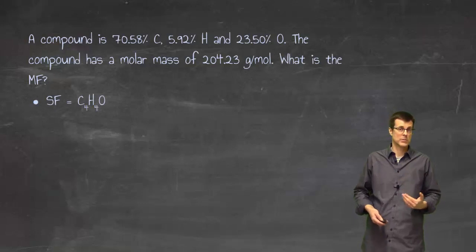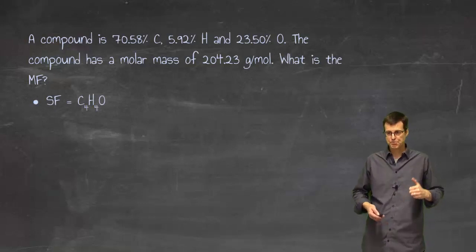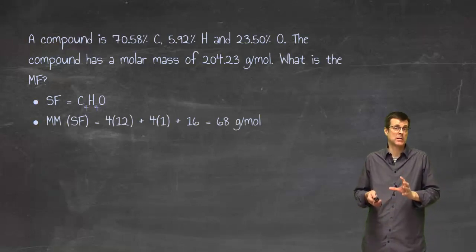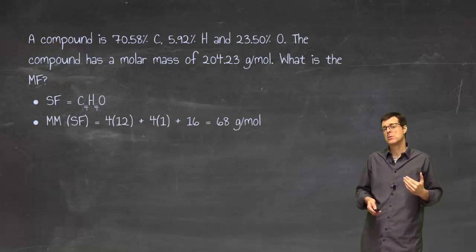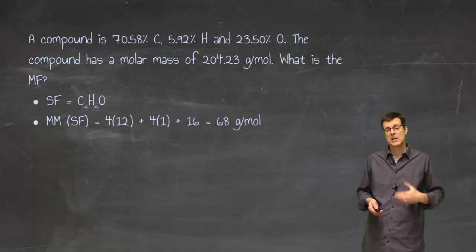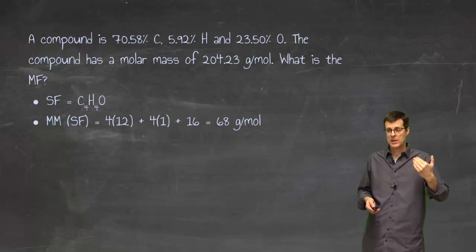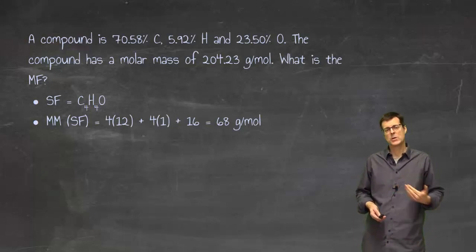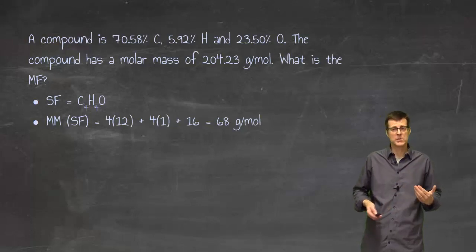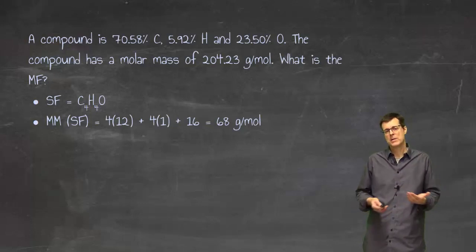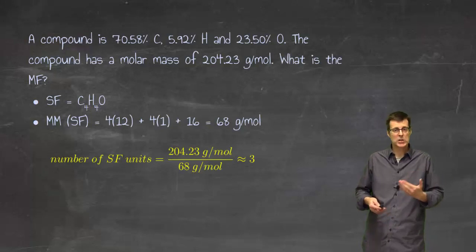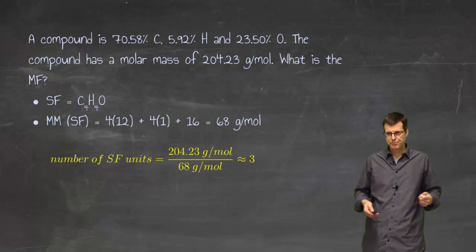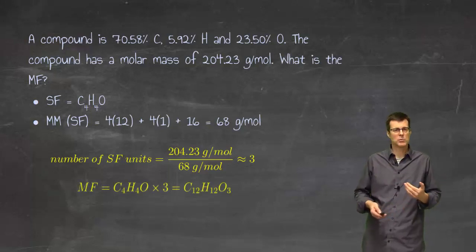There's the simplest formula that we just figured out previously. Now I need the molar mass of it, because I need the mass of each block. The question told me the mass of all of the blocks together. So I have all the blocks together as 204. Now, I'll sometimes give you decimals, sometimes not. This one, I've given you the decimals, so 204.23, give or take, divided by the mass of each individual simplest formula building block, which is 68. And that gives me roughly 3 blocks.